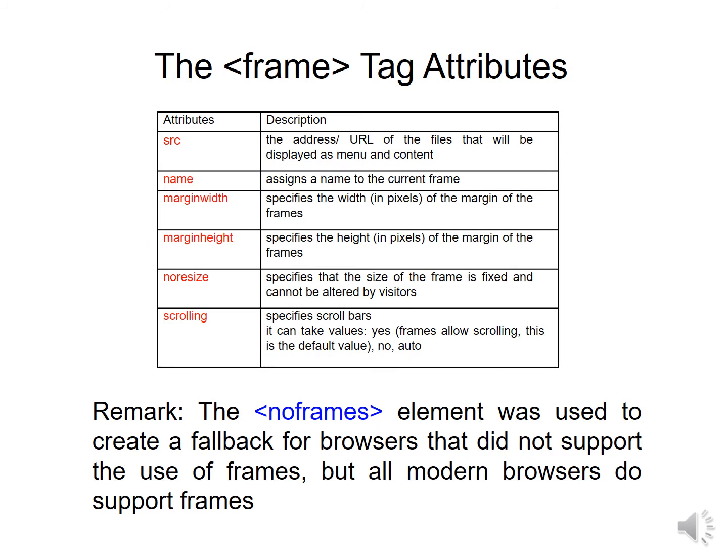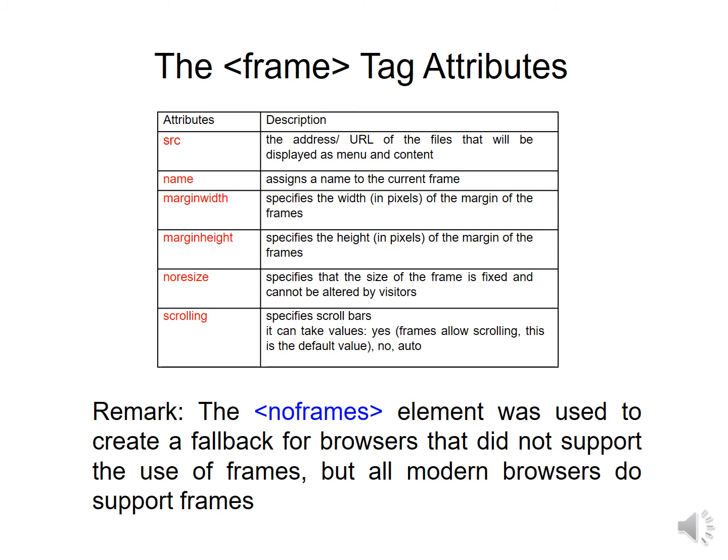The frame tag attributes. The important attributes of the frame tag are as follows. The src attribute is used to give the file name that should be loaded in the frame. The name attribute allows you to give a name to a frame.